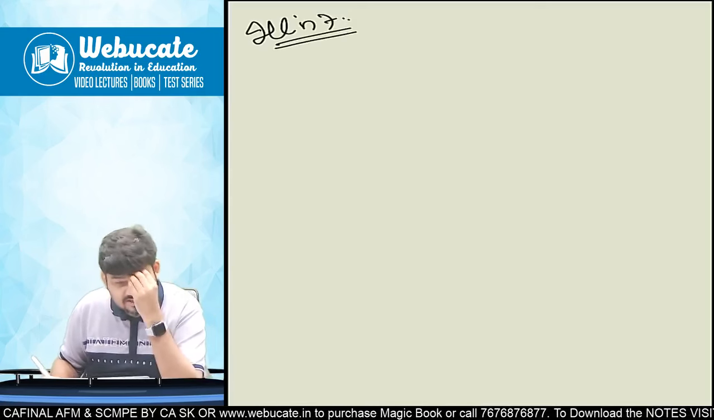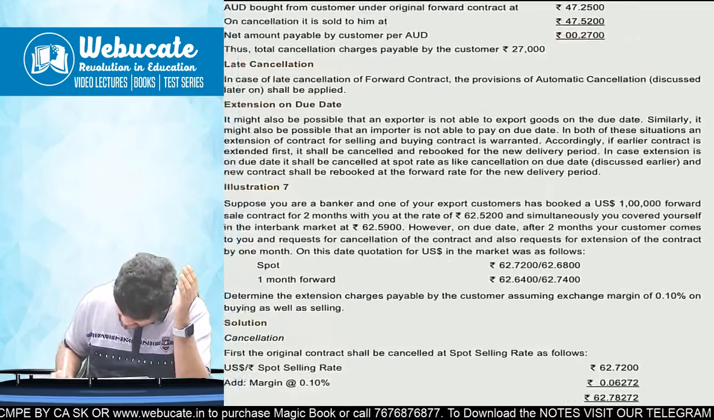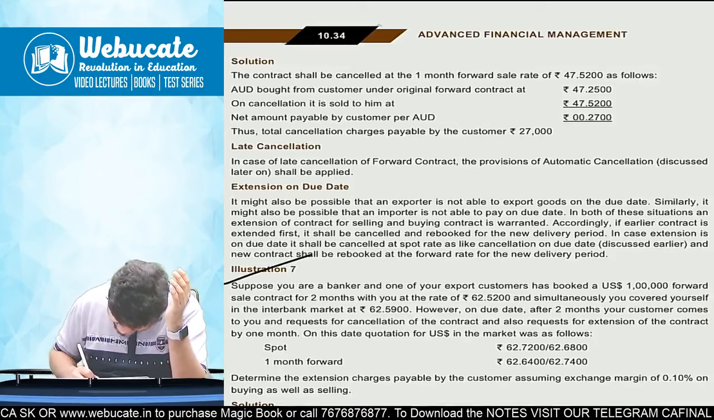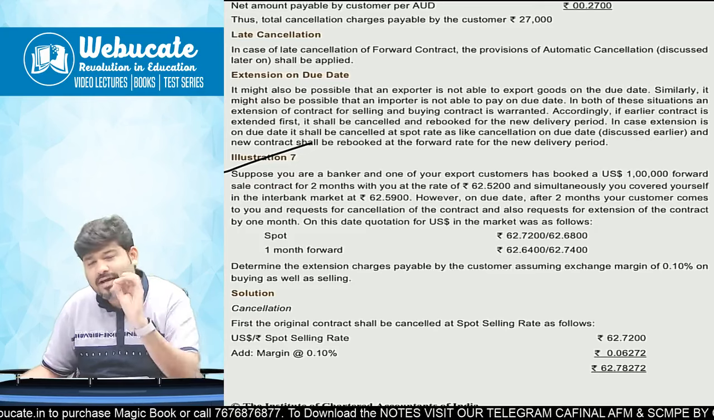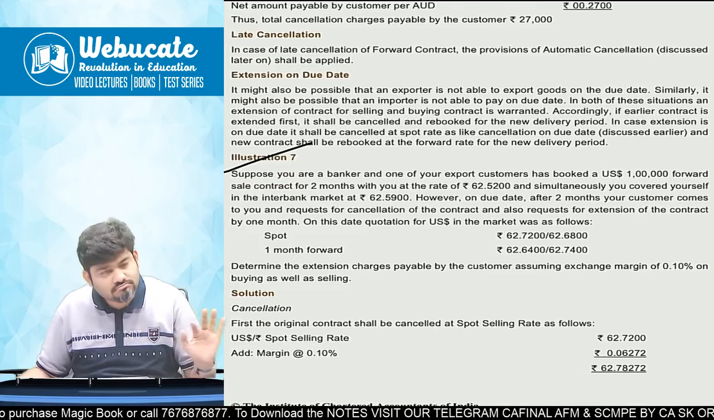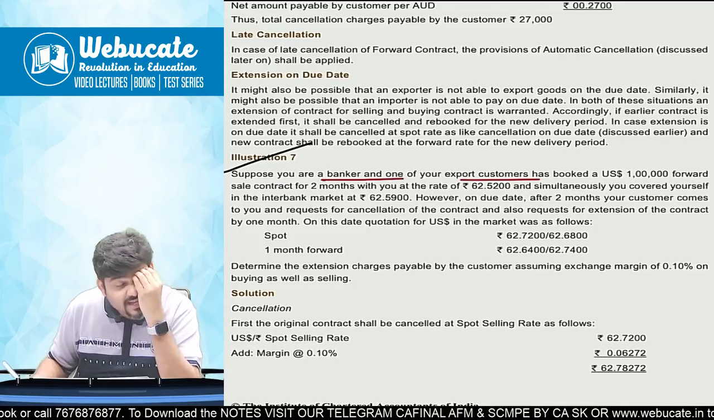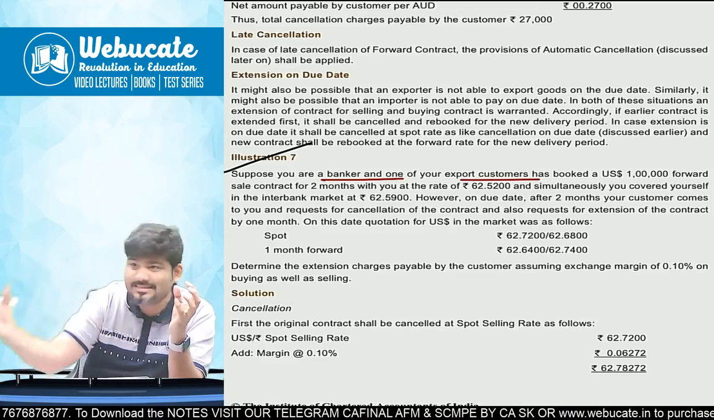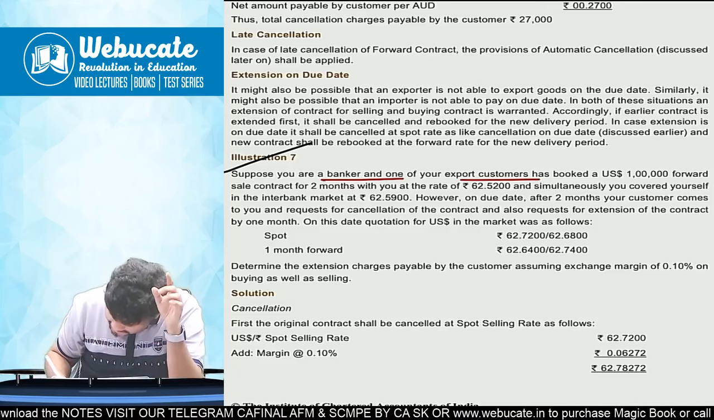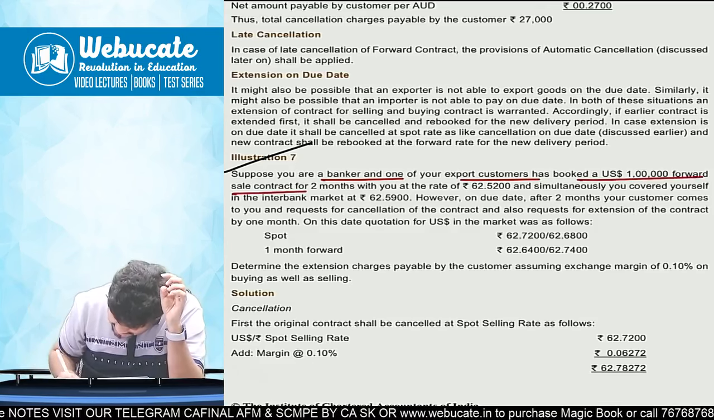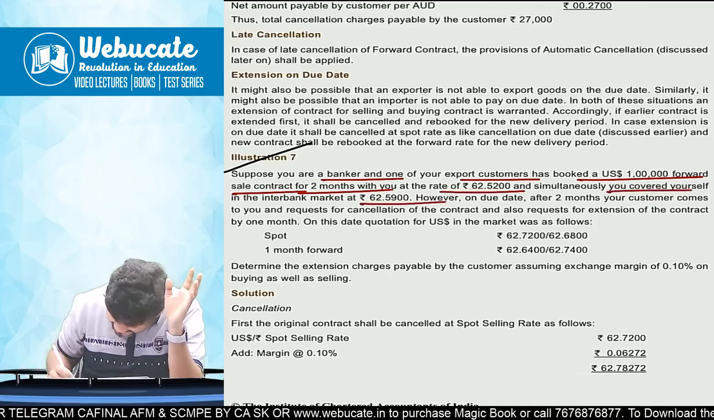Okay. We will start with illustration 7. Wow, all ICA illustrations are being done. Come on, my boy. Let's start. Easy. First do cancellation, then do extension. Suppose you are a banker of one of your export customers. Export customers will come to you and sell dollars. Bank will buy dollars. Customer has booked a US dollar forward sale contract for 2 months with you at the rate 65.2. Simultaneously, you covered yourself in interbank at 62.59.